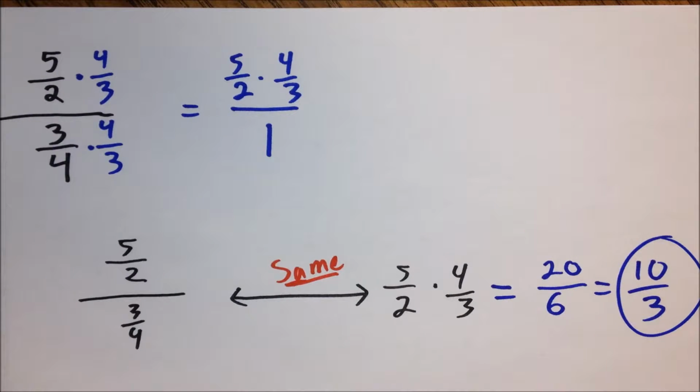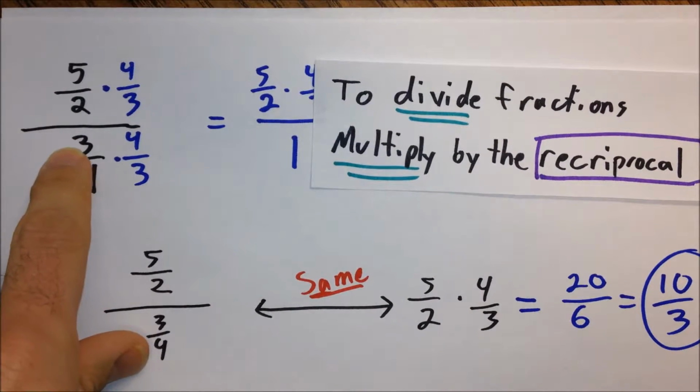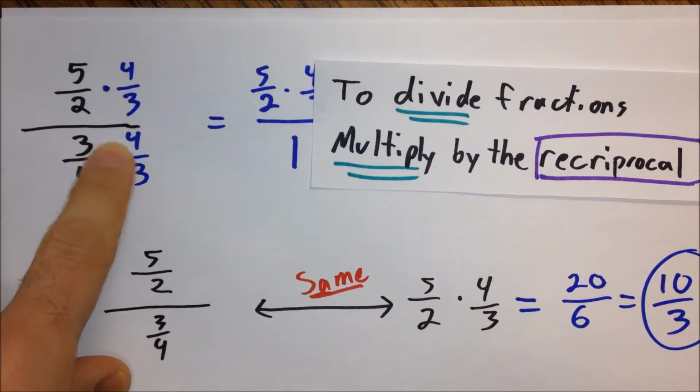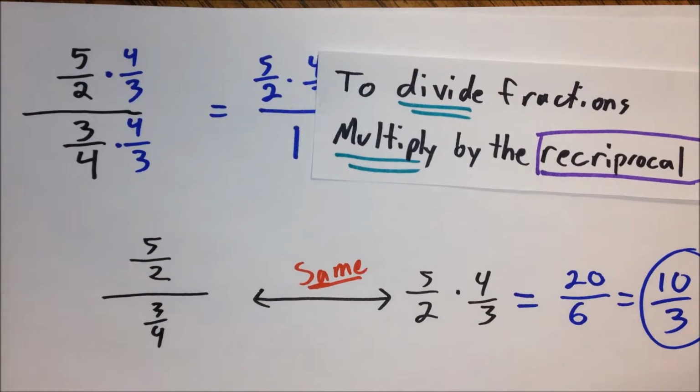So again, that brings us back to our main principle. To divide fractions, you multiply by the reciprocal. We don't do it because it's magic. We don't do it because the textbook told us to. We do it because the reciprocal is the way that we can take the bottom part of this fraction and turn it into a 1. That's the way we can get this bottom part of the fraction to not be there anymore, to not be a problem anymore.